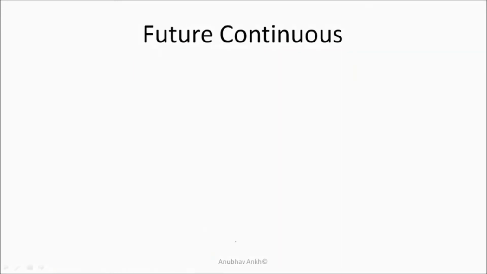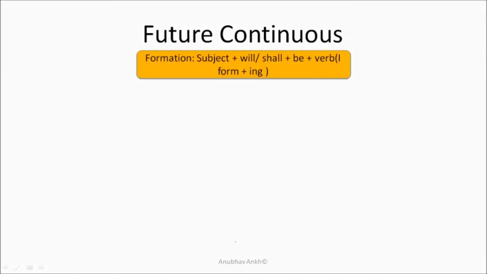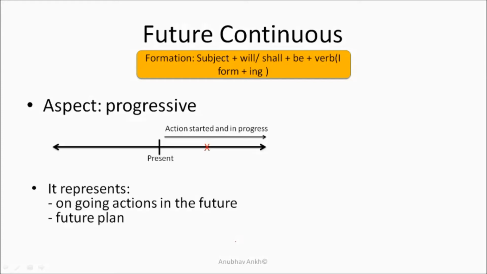Future continuous tense. Now, what is the formation of the sentence? Subject plus will/shall plus be plus the ing form of the verb. The aspect is obviously progressive. It represents ongoing actions in the future. Action is started and in progress, but it is happening in the future. Or it may also represent a future plan.